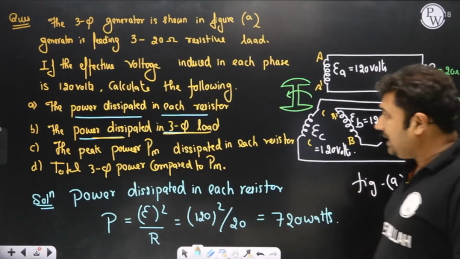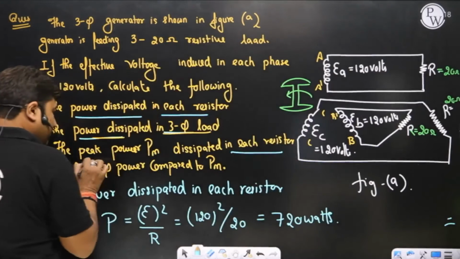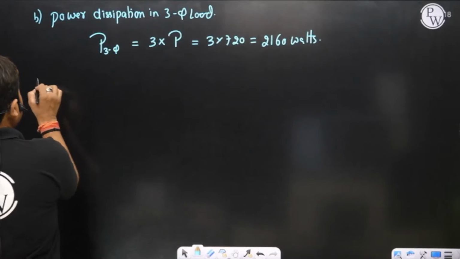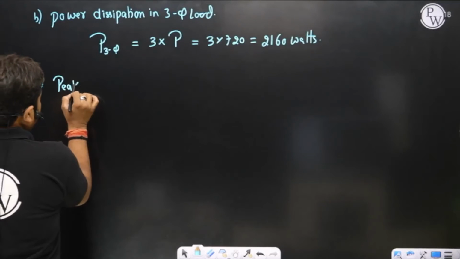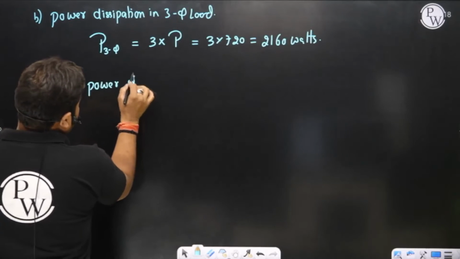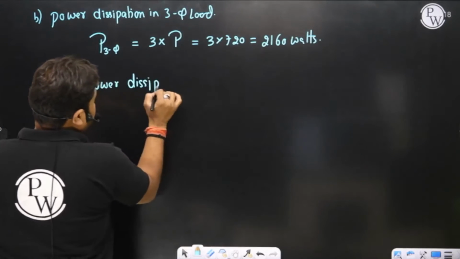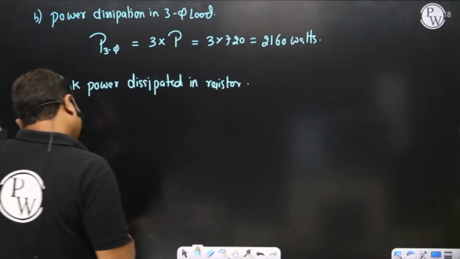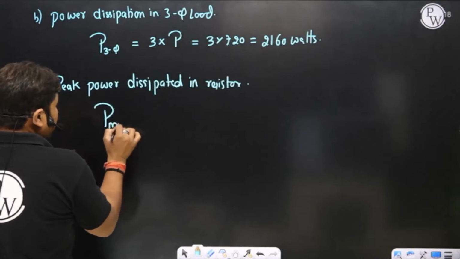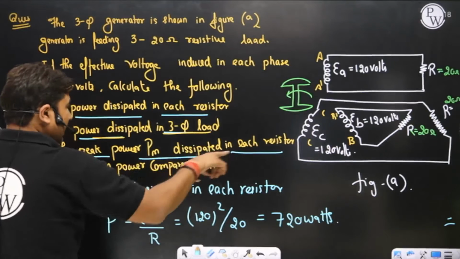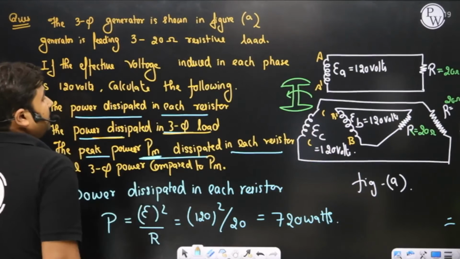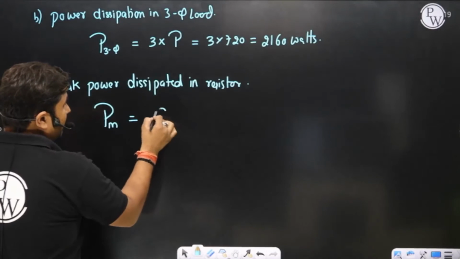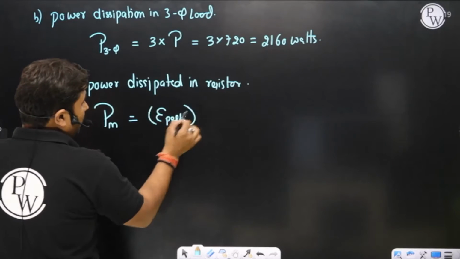Now we need to find the peak power dissipated in each resistor. So what is the peak power dissipated in each resistor? I am interested to know about the peak power dissipated in each resistor. Peak power dissipated in each resistor, sir, is PM, and PM can be represented as peak voltage square by R.